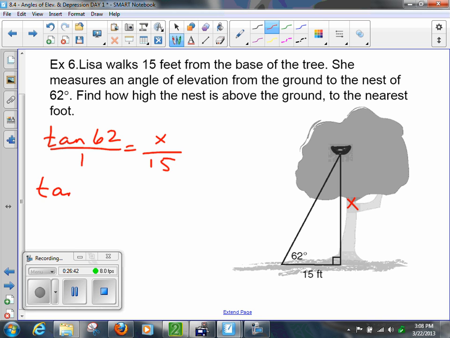Tangent of 62 times 15 is equal to x. And you get x to be approximately how much? 28 feet. I'm hoping y'all are right. Yep. How many of you had 28 feet? High five. And the last one.